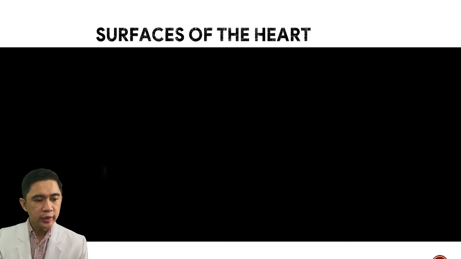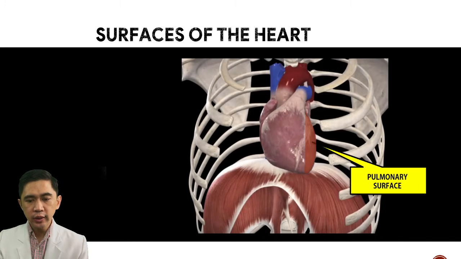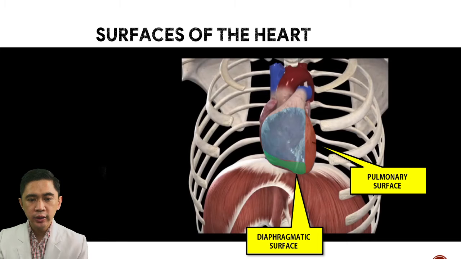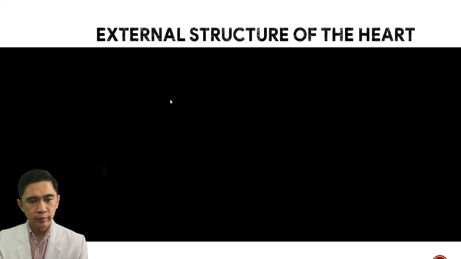Let's talk about surfaces of the heart. So if this is the heart and we remove the lungs, the costal cartilages, the breastbone or the sternum, we'll see the heart. The surface which is in contact with the lungs is what we call the pulmonary surface. And the surface that is in contact with the diaphragm below is the diaphragmatic surface. And the surface that is staring in front of you is the sternal surface.